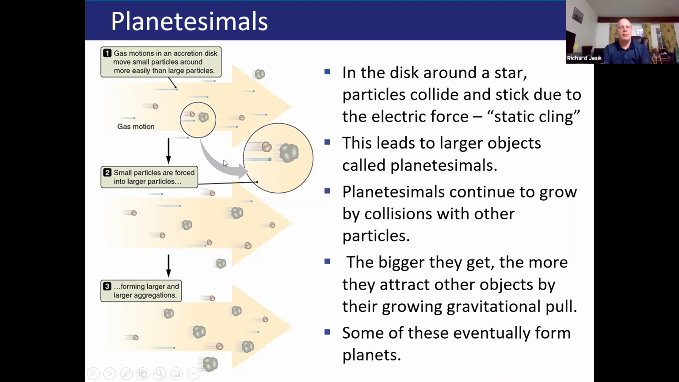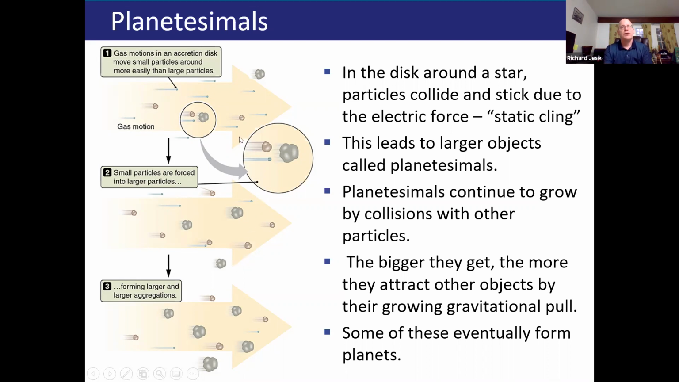The particles hit each other and they get closer. Some of them will stick together, and as they stick together, they get bigger and eventually they'll get massive enough to start attracting other things. But it turns out it's like static cling. It's static electricity that causes that initial sticking together of the little pieces of dust.